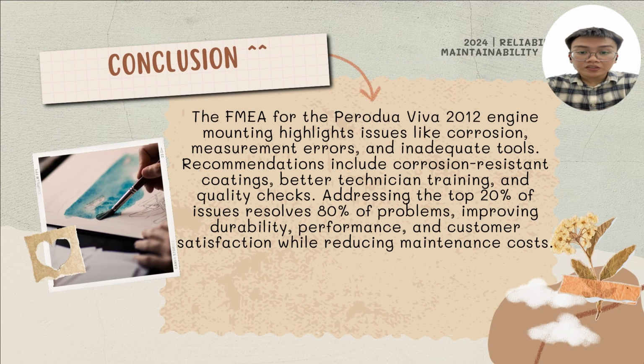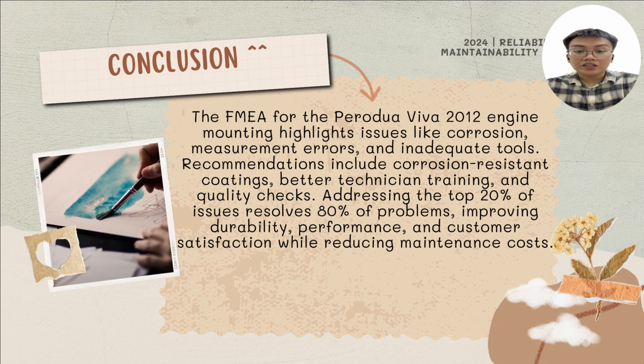As a conclusion, the failure mode and effects analysis for the Proton Viva 2012 car engine mounting identifies critical failure modes such as corrosion of metal components, improper measurement leading to incorrect mounting, technician's error during installation, and the use of inadequate or worn-out tools. These issues are prioritized due to their high risk priority number and require immediate attention to enhance vehicle safety and reliability. Implementing the recommended actions aims to significantly reduce the likelihood of engine mount failures, thereby improving overall vehicle performance.